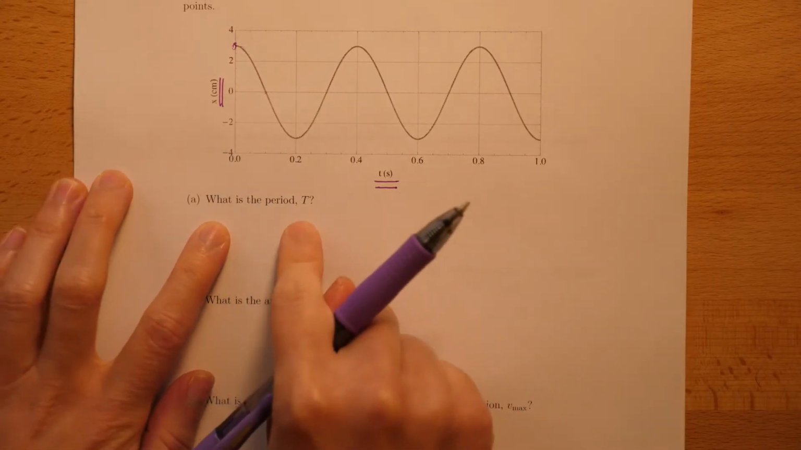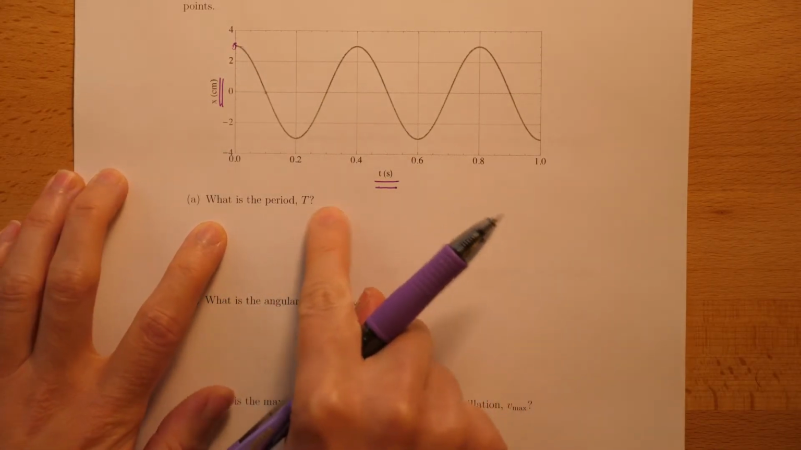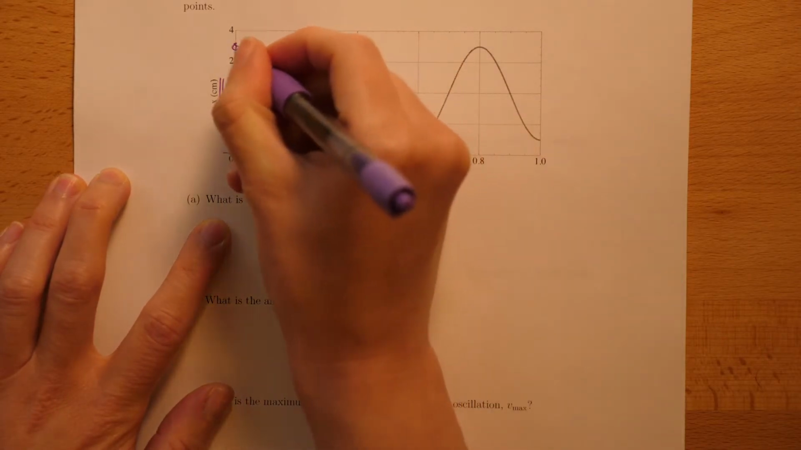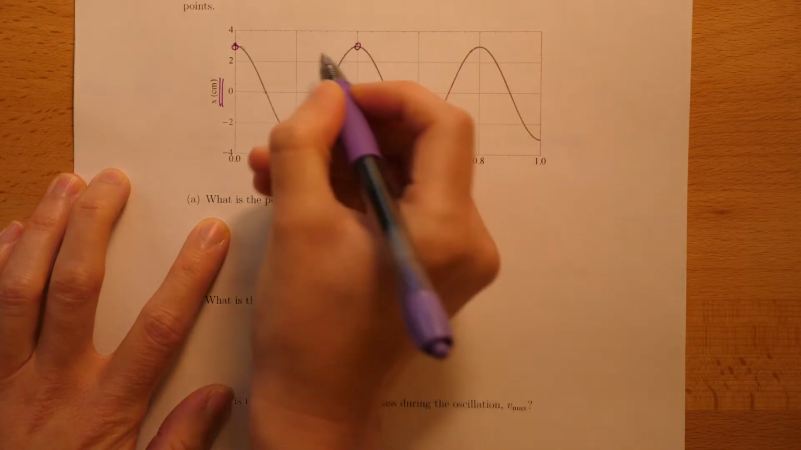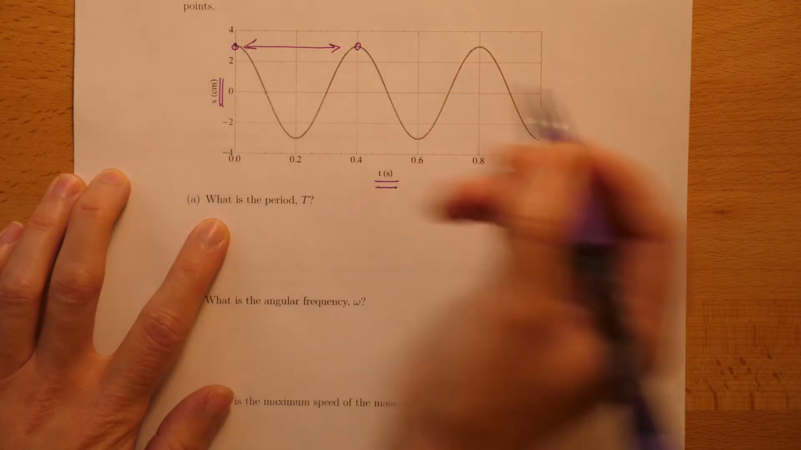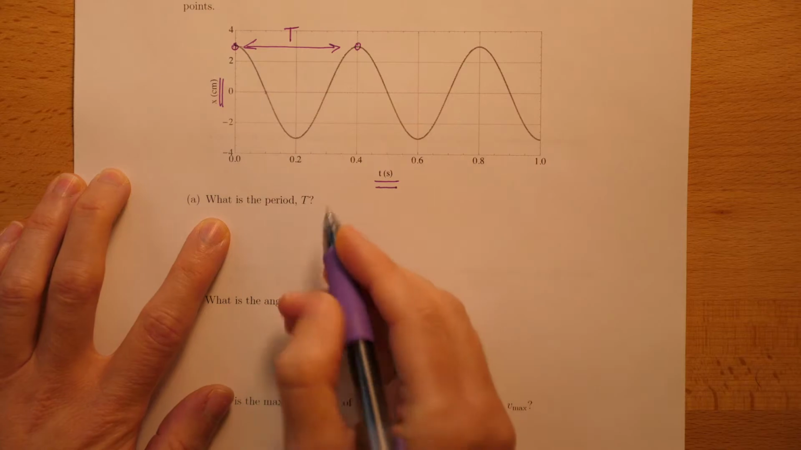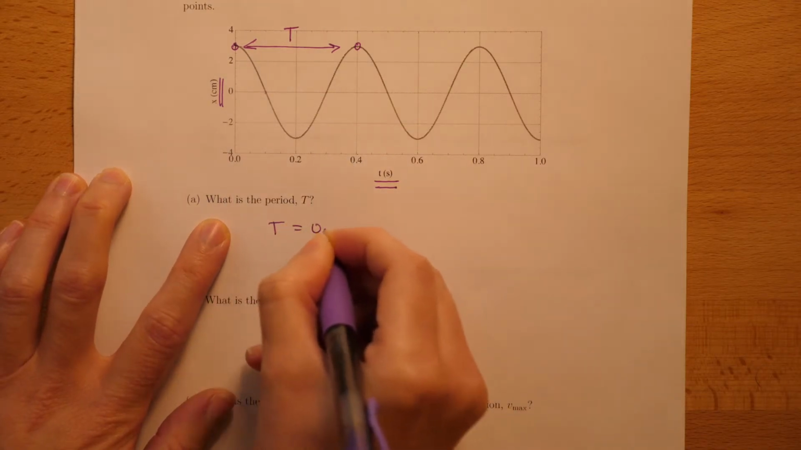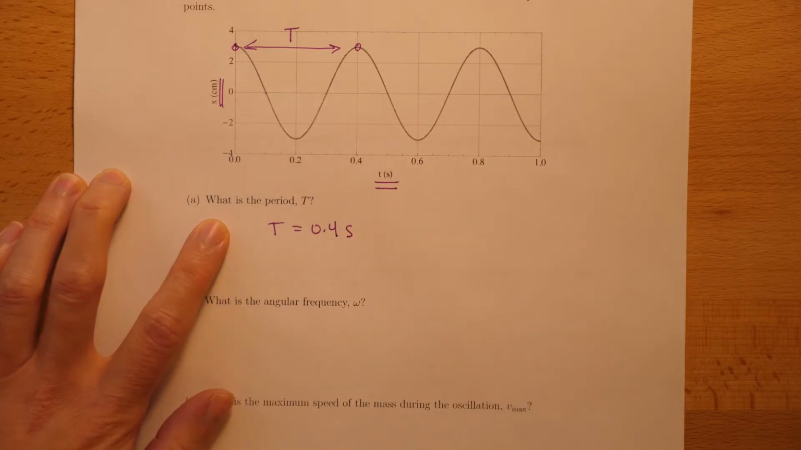So what's the period T? The period T is the time to complete one cycle. If we look at this periodic graph, we can find a peak and go to the next peak, and the time between those two points is the period T. From this graph, that looks to be 0.4 seconds.